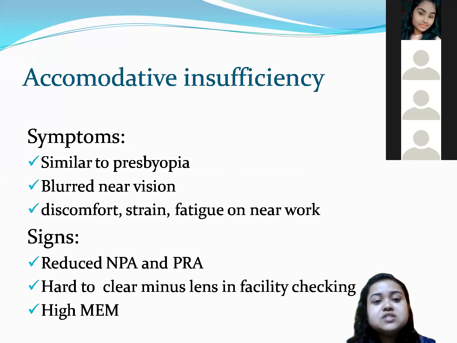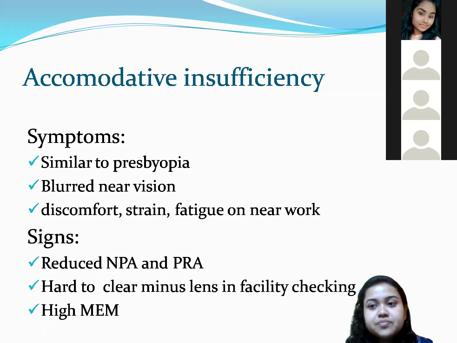Most of the symptoms are almost similar in all these cases. If a patient has an accommodative anomaly, the patient will have headache, asthenopic symptoms, and near vision difficulty. He can get discomfort, strain and fatigue on near work. Sometimes patients working in the IT sector cannot work for long hours. Those are the common difficulties they can get.